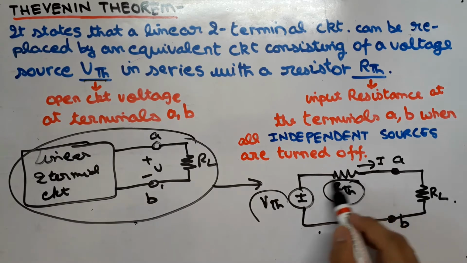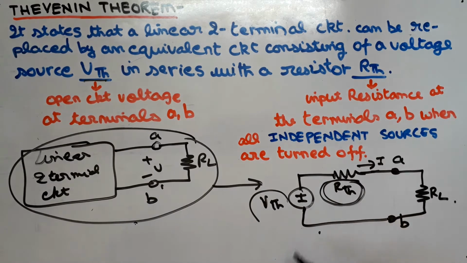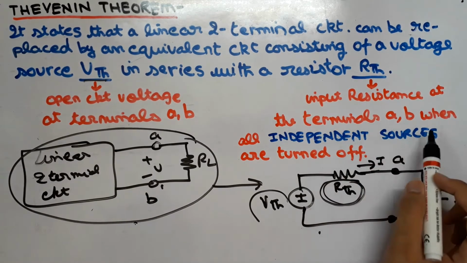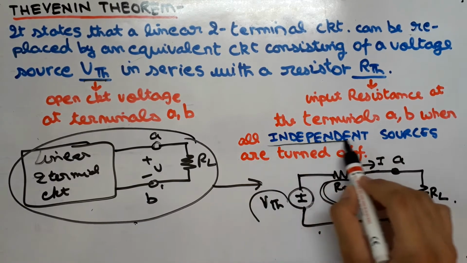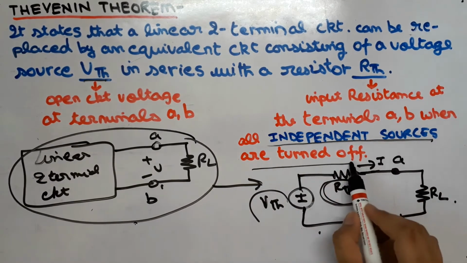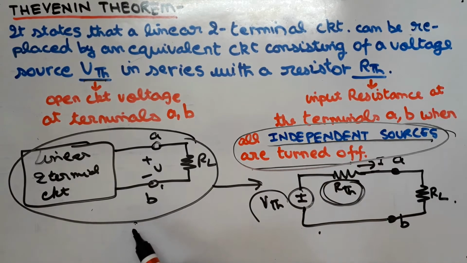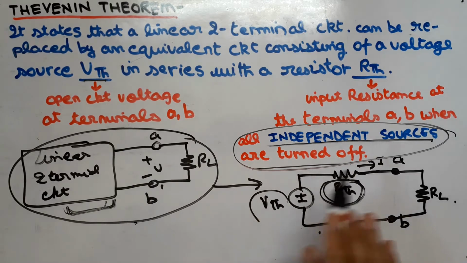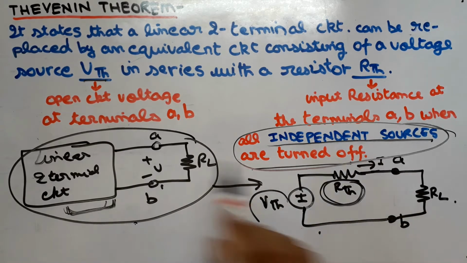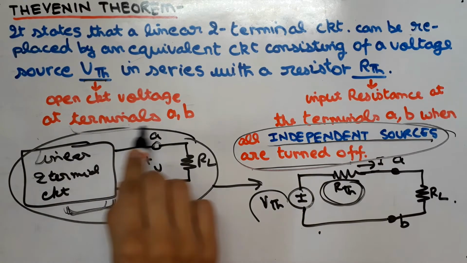Now we will first find RTH. RTH is the input resistance at the terminals A and B when all the independent sources are turned off. This is a very important part. We will find RTH when we have turned off all the independent sources in this circuit. Now after finding the value of RTH, we will find the value of VTH by keeping intact all the independent sources and finding the voltage across the terminals A and B.